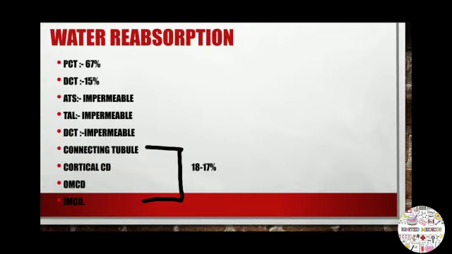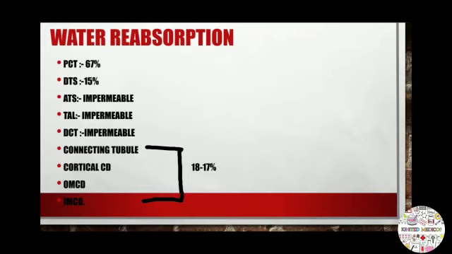different segments of the nephron. In the DCT, the reabsorption is controlled by the ADH hormone. And the aquaporins are aquaporin 1, 2, 5 and 9. In the PCT, nearly 67% of the water is reabsorbed passively along with the sodium. In the descending thin segment, 15% of the water is reabsorbed passively.